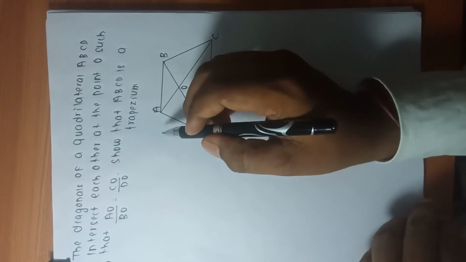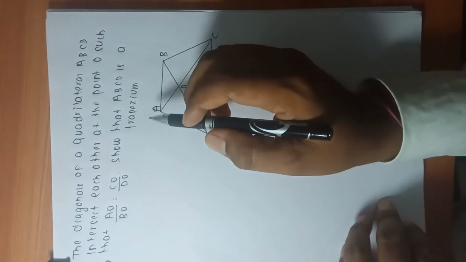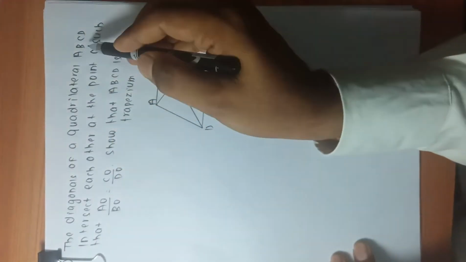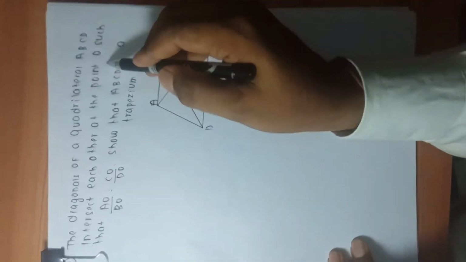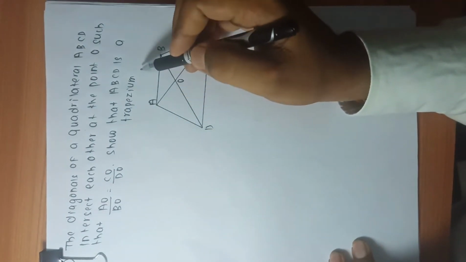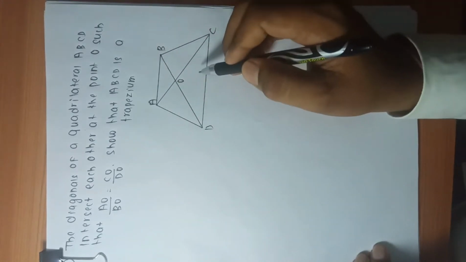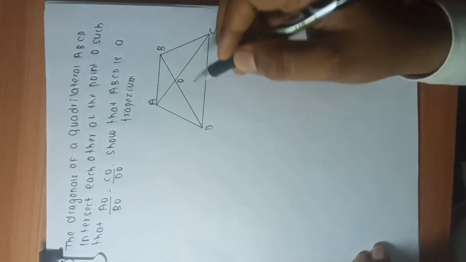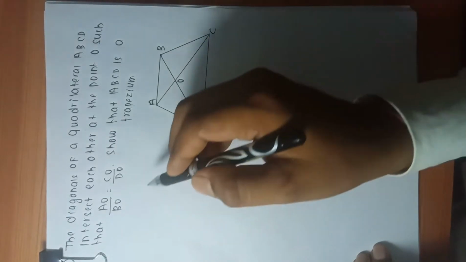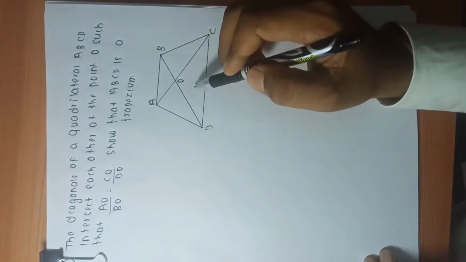Today we are going to solve question number 10, the last question of exercise 6.2. You can see the question: the diagonals of quadrilateral ABCD intersect each other at a point O such that AO by BO equals CO by DO. Show that ABCD is a trapezium. You can observe the quadrilateral ABCD is given, and its diagonals intersect each other at O such that AO by BO equals CO by DO. We need to prove that ABCD is a trapezium.